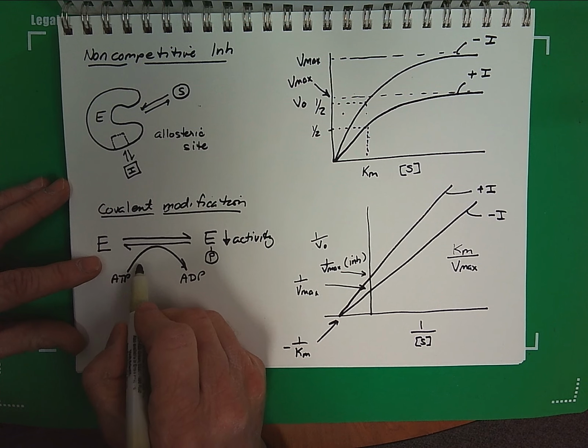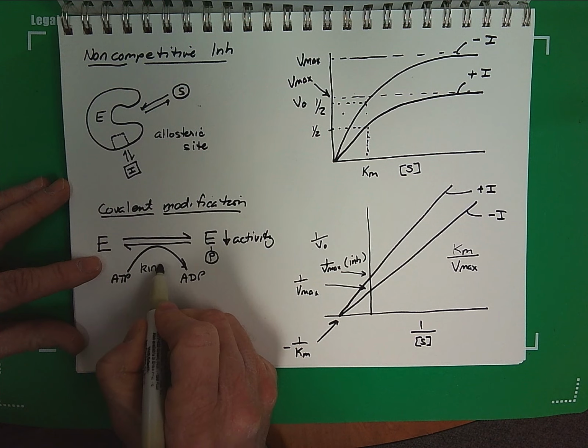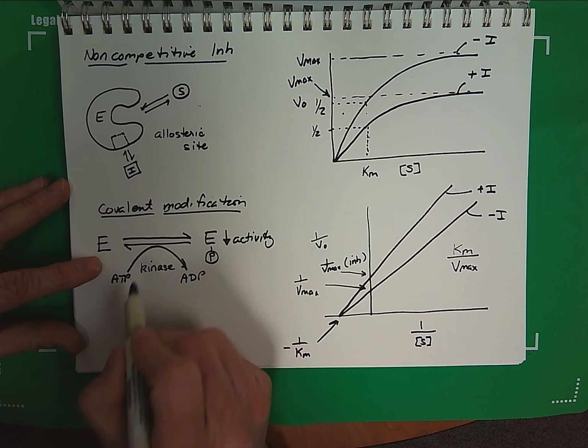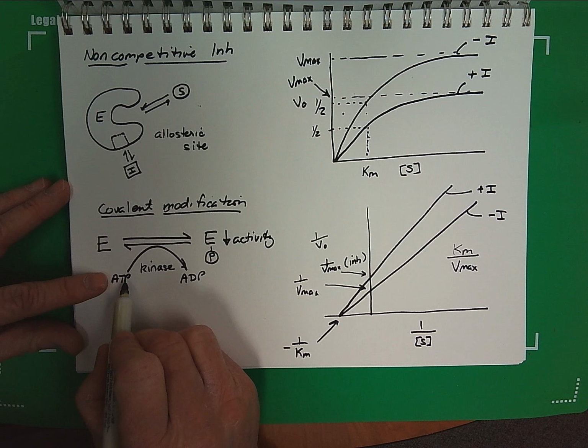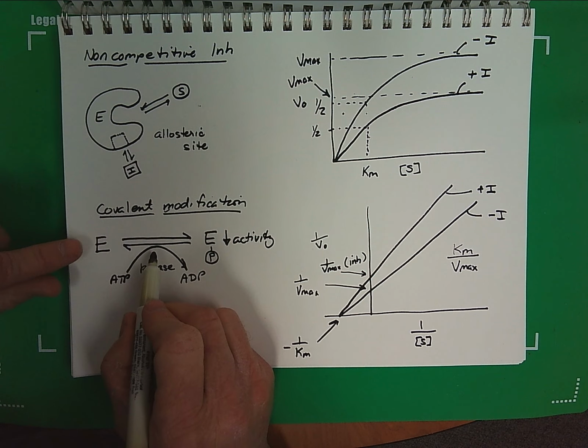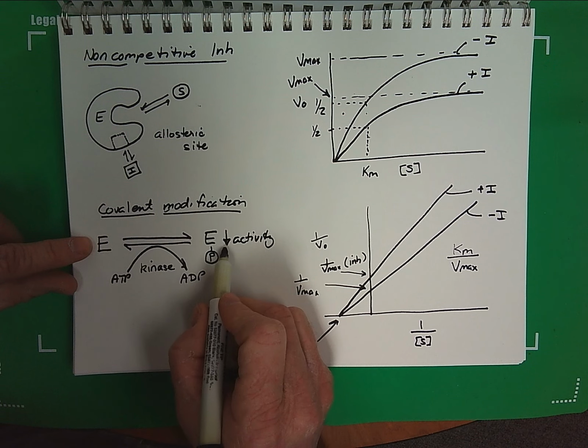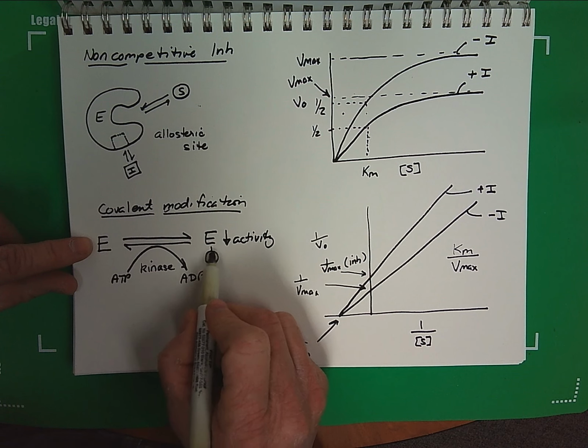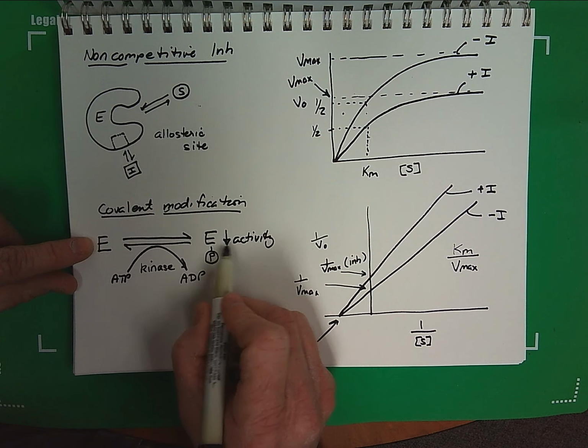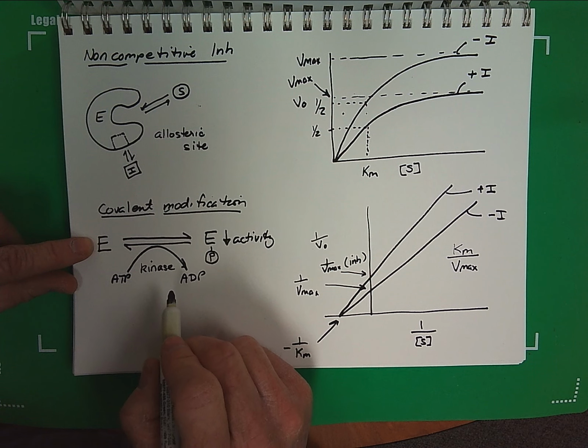Now the general class of enzymes that do this, a separate enzyme, are kinases. So a kinase enzyme will take ATP, use the energy of ATP, and transfer one of those high energy phosphates to an enzyme to regulate it. In this case, the covalent modification with the phosphate decreases activity. In some cases, it can increase activity.